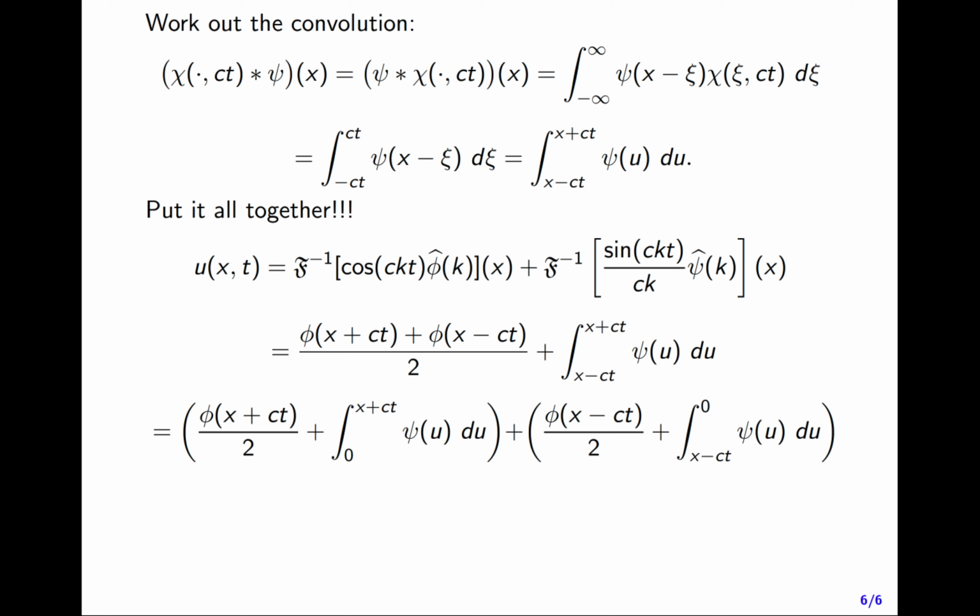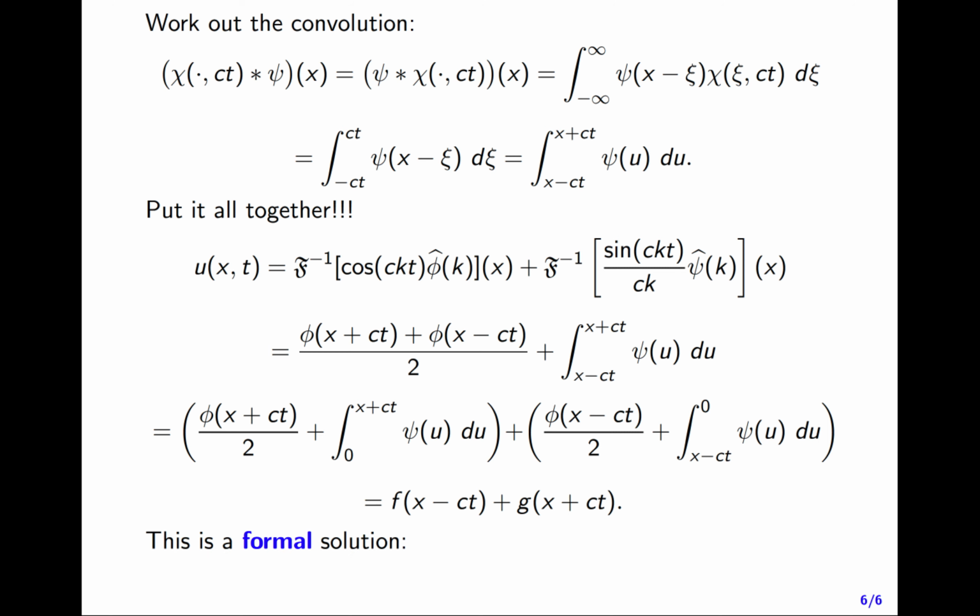We could even rewrite this a little further as phi of x plus ct over 2 plus the integral from 0 to x plus ct of psi, plus phi of x minus ct over 2 plus the integral from x minus ct to 0 of psi. So I just split up the fraction and the integral. And I could call this f of x minus ct plus g of x plus ct. So let's call the stuff inside the left parentheses g of x plus ct, and the stuff inside the right parentheses f of x minus ct. And we'll see in the next video that this is a really useful way to compress the formula for the solution to the wave equation.